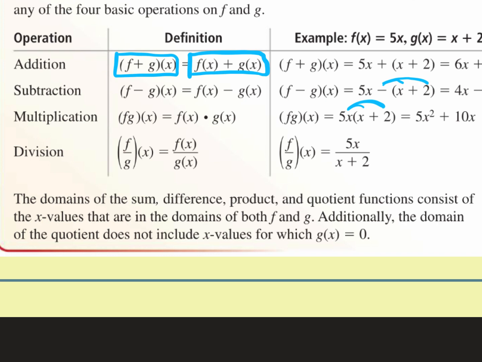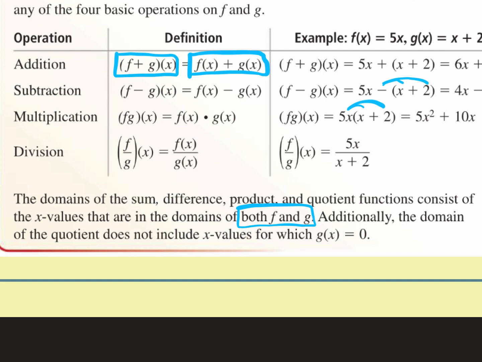And then in addition to finding all of our operations, we're going to be asked to find the domain of the function. So the domains of the sum, difference, product, and quotient functions consist of the x values that are in the domain of both f and g. So we have to check the domain of both of our functions.